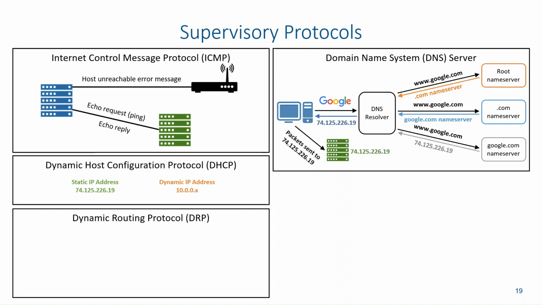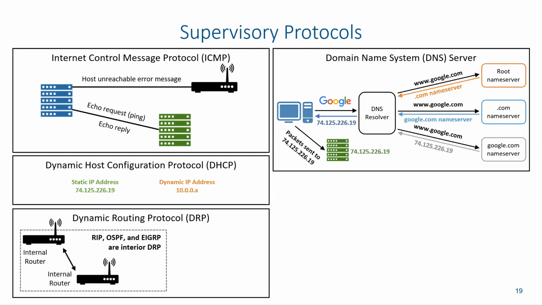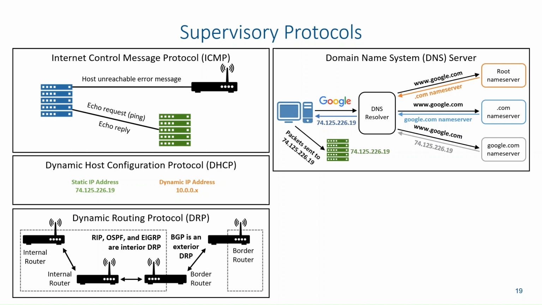The next protocol is the Dynamic Routing Protocol, which is going to handle exchanging organizational information, including sending packets to various IP addresses. So there are various different kinds of DRP. We have RIP, OSPF, and EIGRP, which are the interior DRP, which handles messages between two different internal routers. And then we have BGP for exterior DRP. So this is going to go from one border router to another border router.